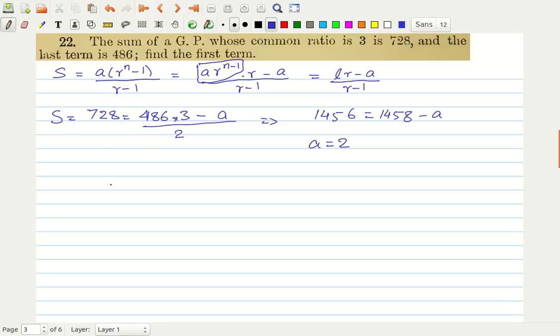Okay, let me check if this is the correct answer. If our first term is 2, we know that our second term is going to be 6. 6 times 3 is 18, 18 times 3 is 54, and 54 times 3 is 162. It seems to be correct. Yeah, so let us do the next problem.